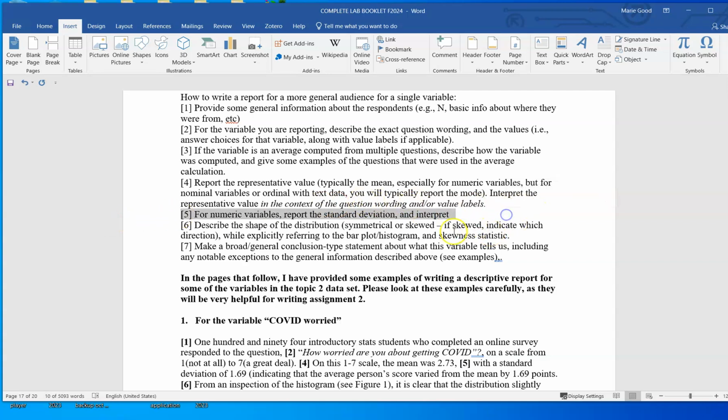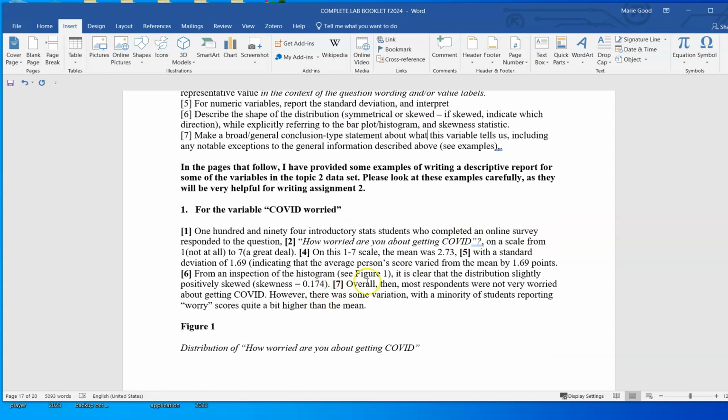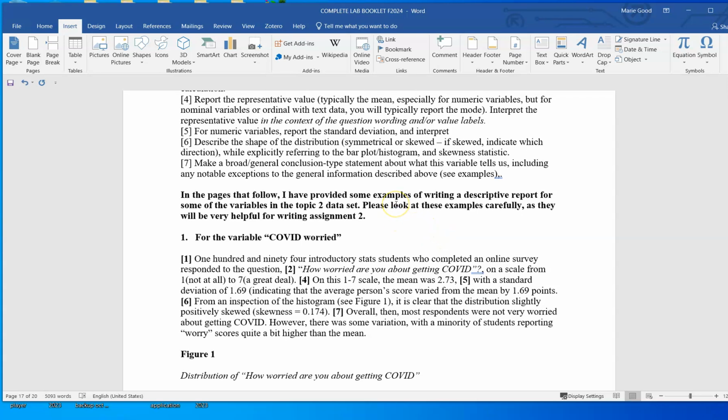Number 5, for numeric variables, you're going to report the standard deviation and interpret it. And this just means interpreting the standard deviation, just like we learned in lecture, right? So a standard deviation of 1.96 indicates that the average person's score varied from the mean by 1.96 points. Okay, so that's pretty simple. Just report and interpret the standard deviation for numeric variables.